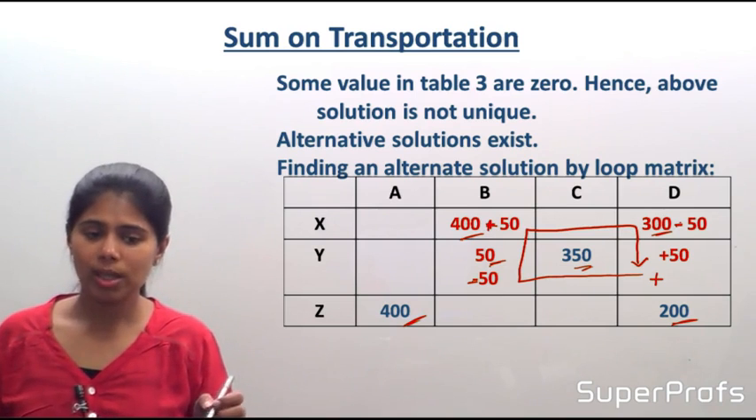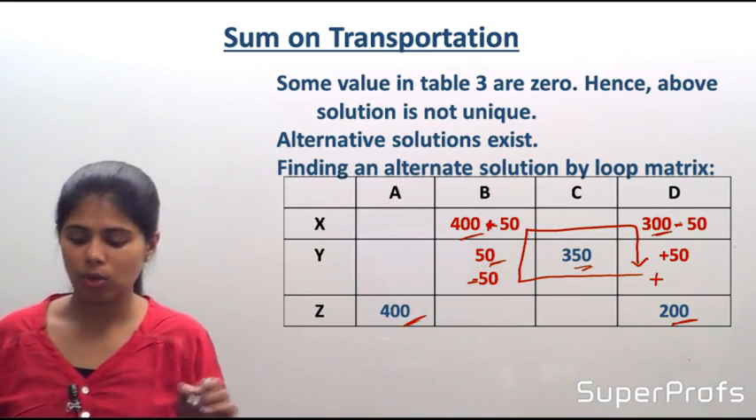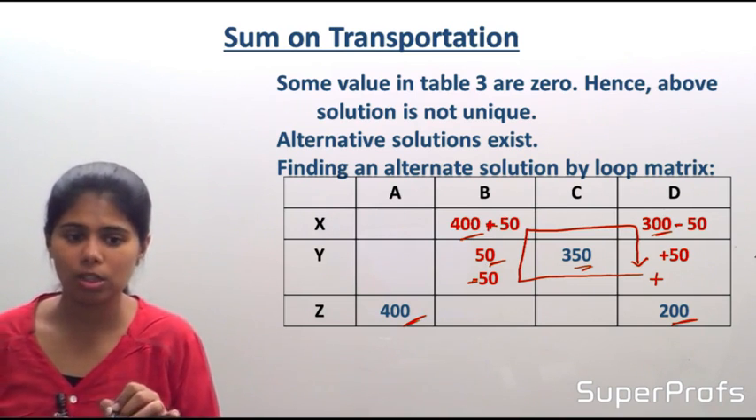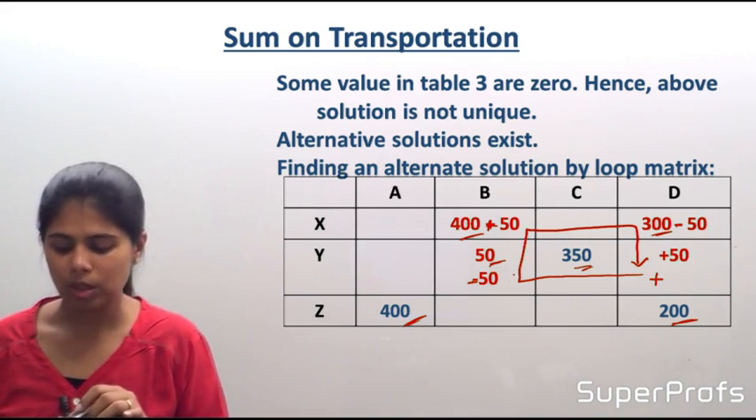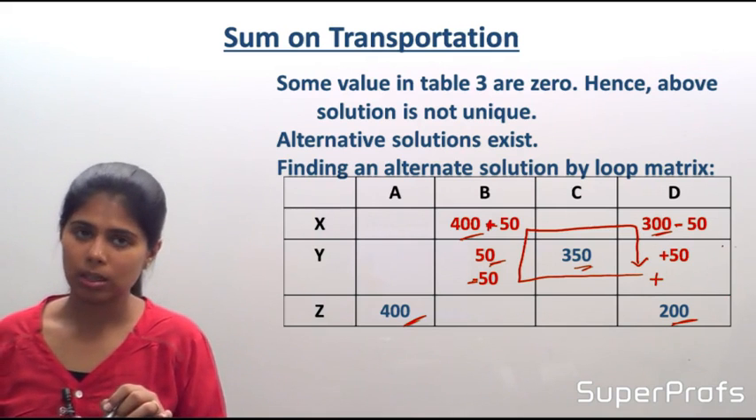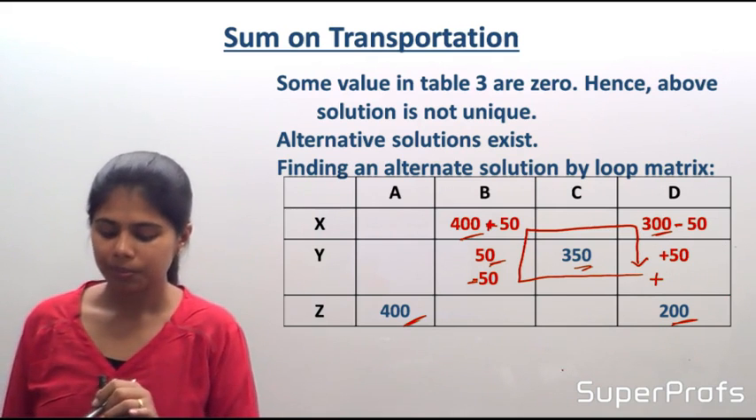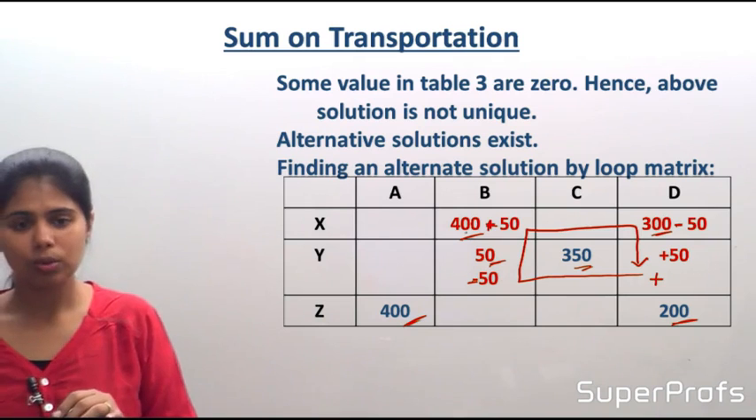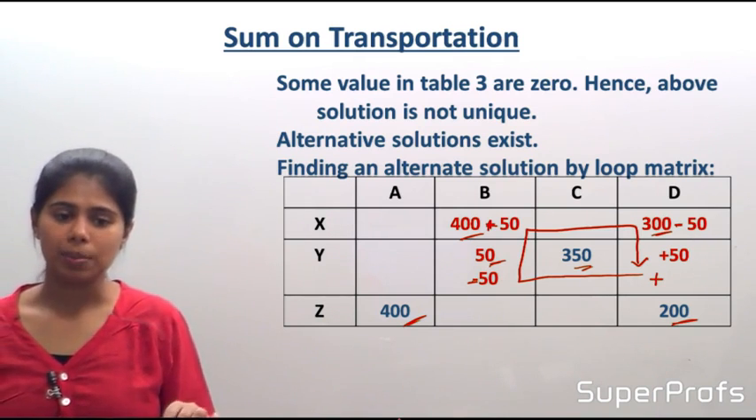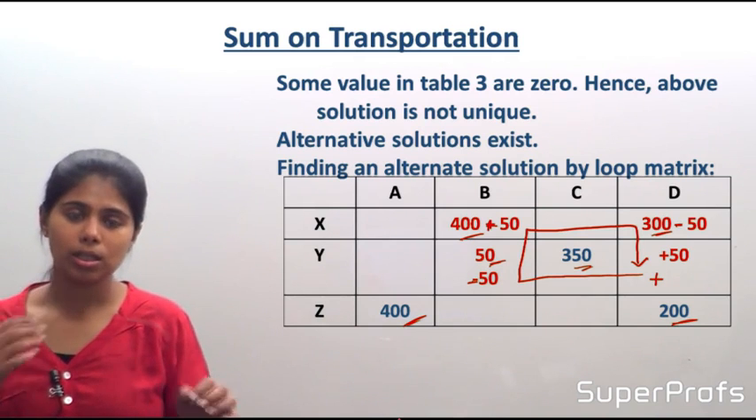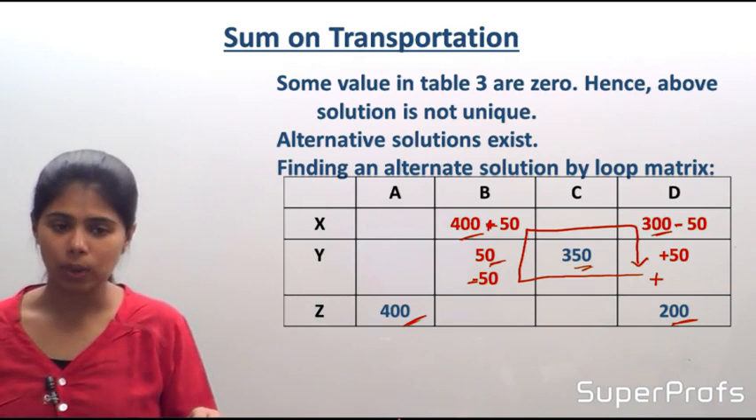Now, the lowest of these allocations is the number that I have to write. So 50 is the lowest allocation of these 4 allocations. So I write plus 50 here, minus 50 here, plus 50 here, and another minus 50 here. So this becomes 50, 0, 450, 250, and 200 and 400 remain the same. So that is the alternate solution or the revised allocation.